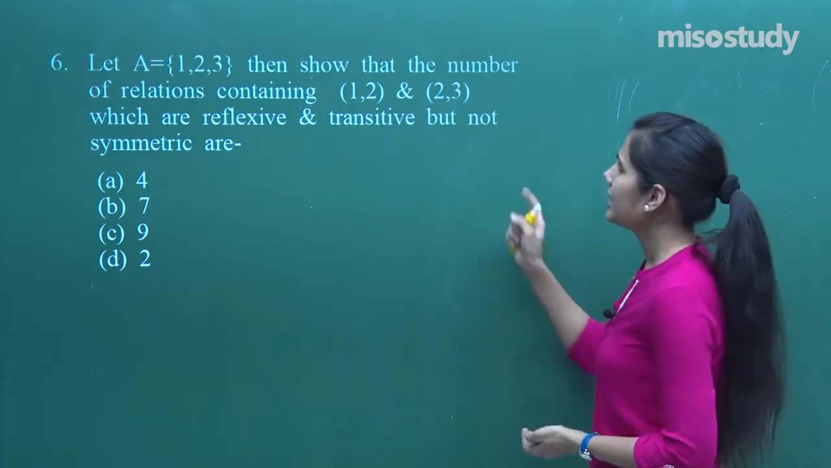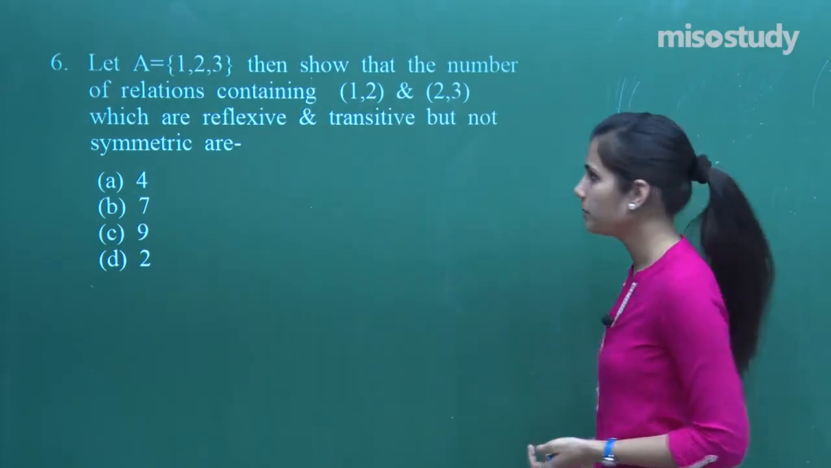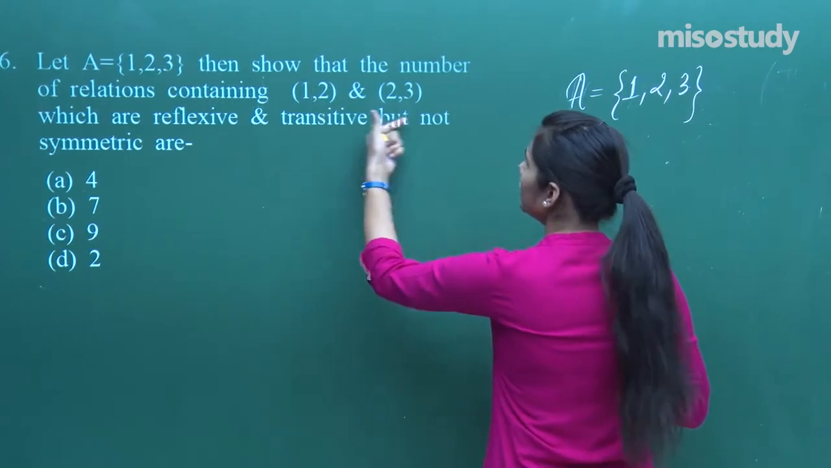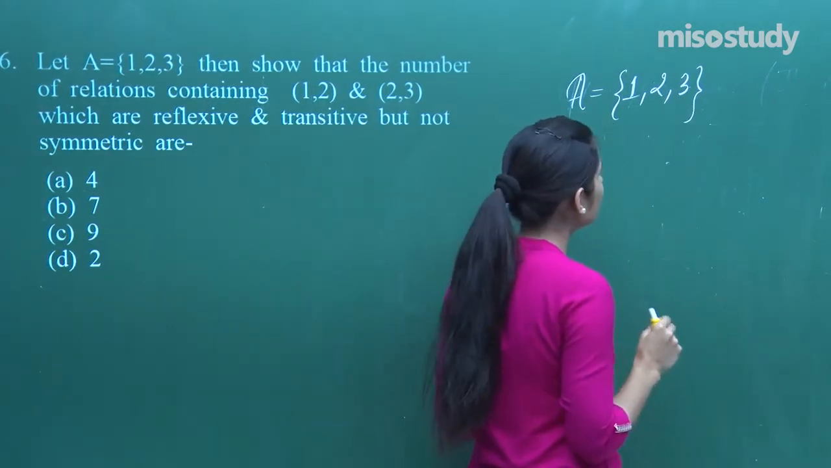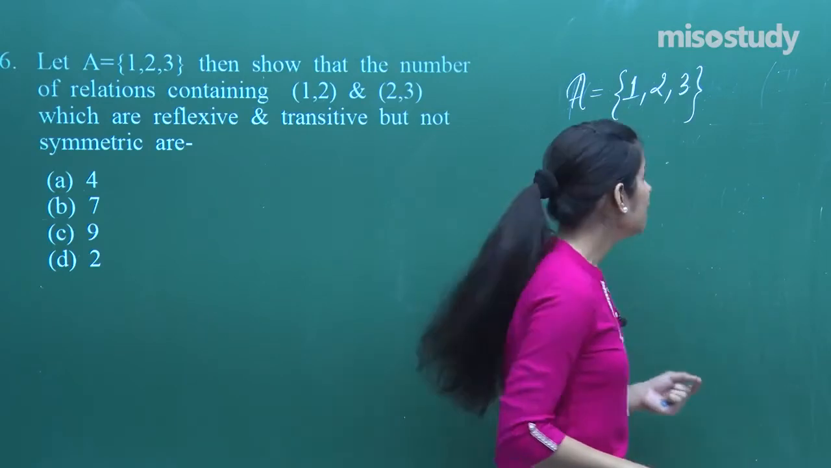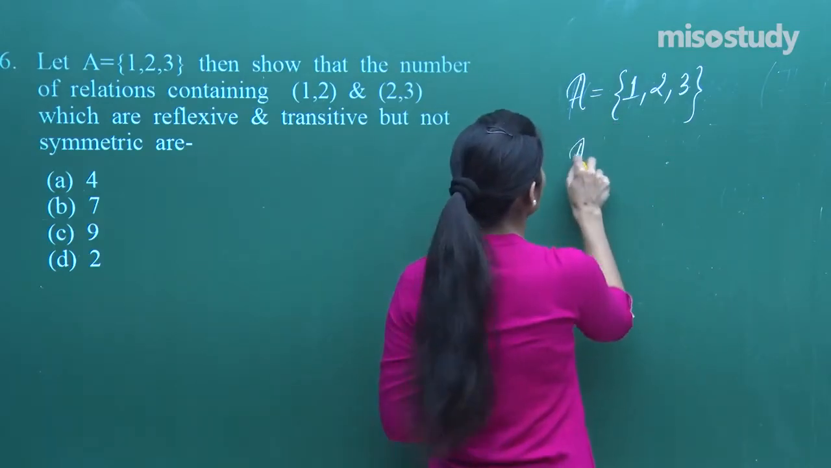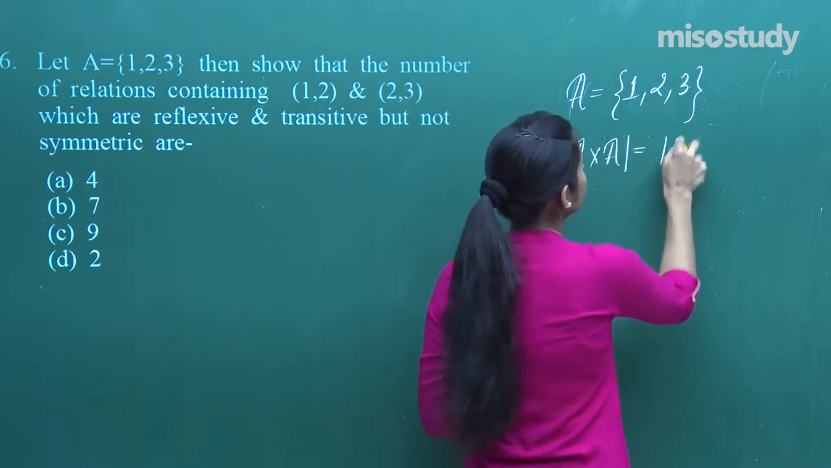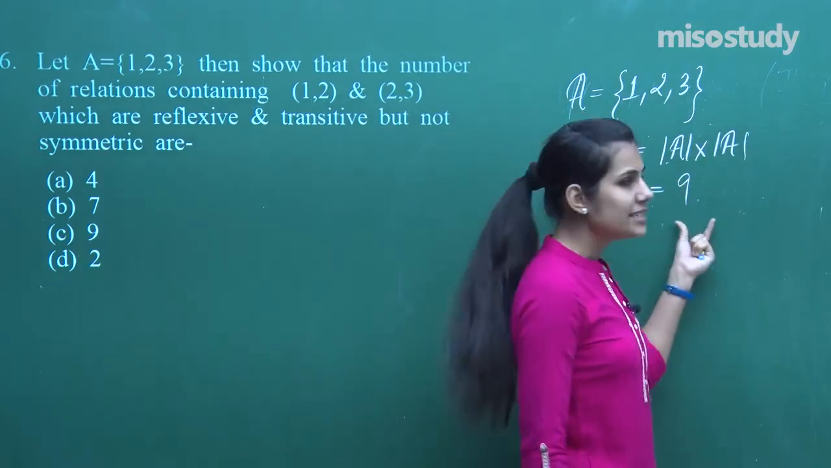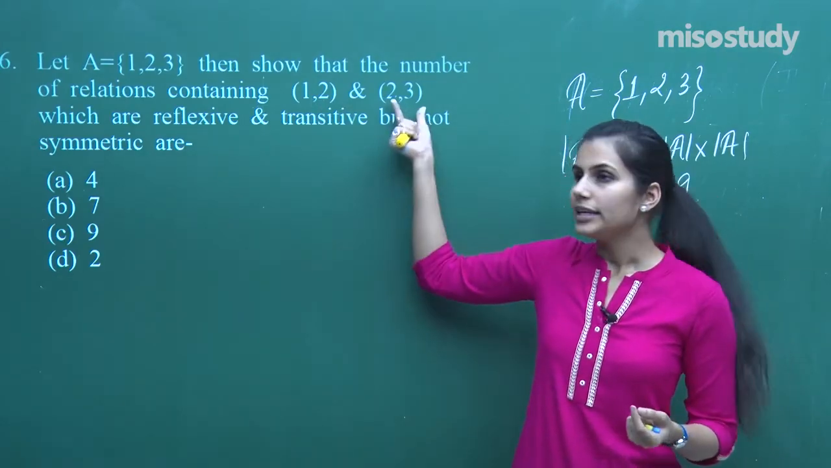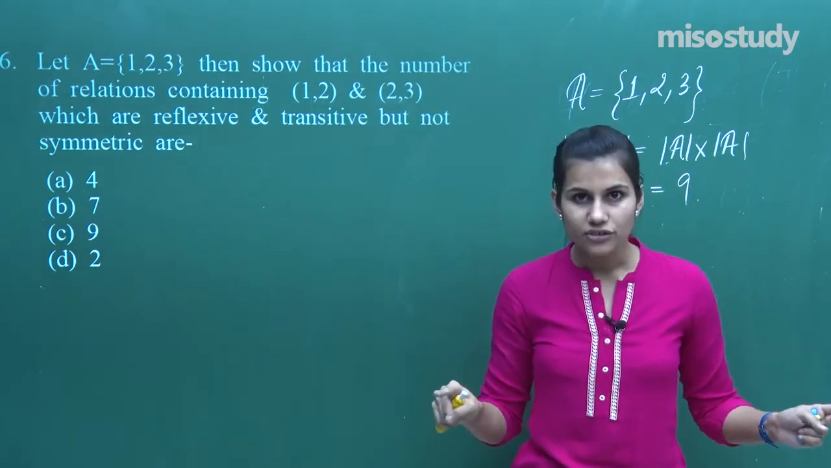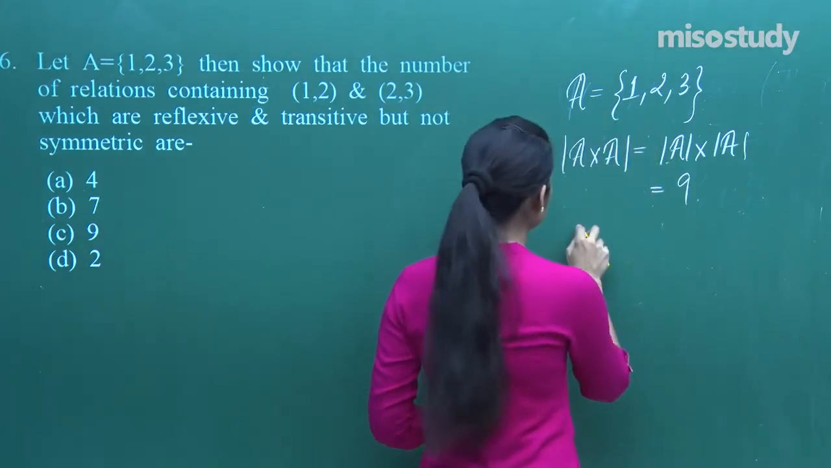So I have A as the set. I have to show the number of relations containing this and this ordered pair. Now if A is given to be this set, and I am saying relations on A, that means I want to find out subsets of A cross A. So any relation on A is a subset of A cross A. What are the members in A cross A? It's cardinality of A into cardinality of A, which is 3 into 3, that's 9. So A cross A contains 9 ordered pairs, out of which 2 ordered pairs are already given to you. I want to find out the relations which are reflexive, transitive but not symmetric, and they contain these 2 ordered pairs.